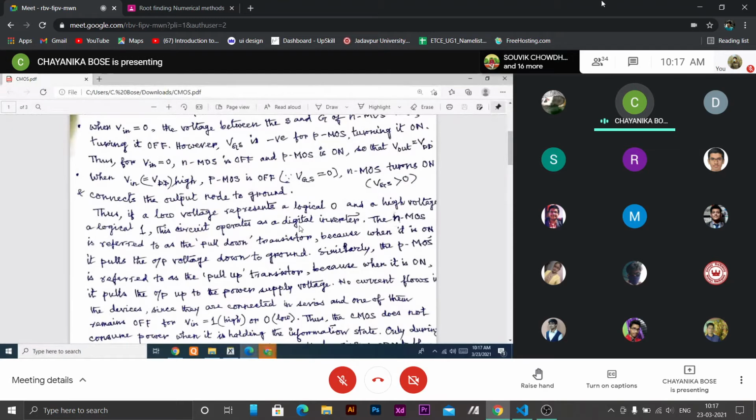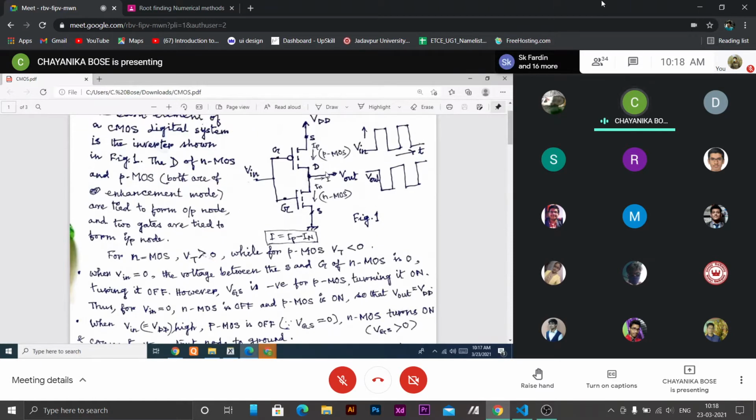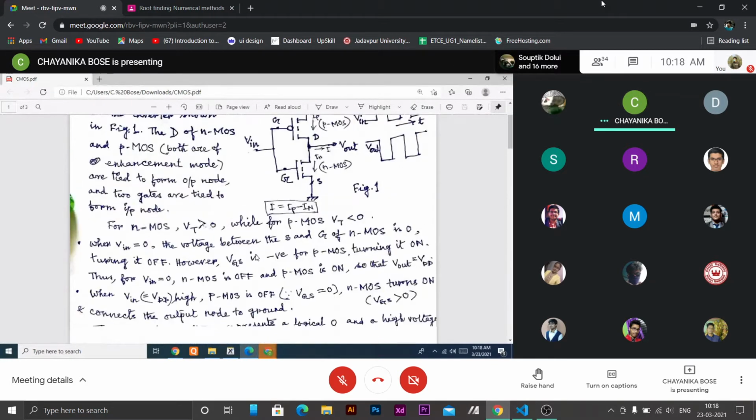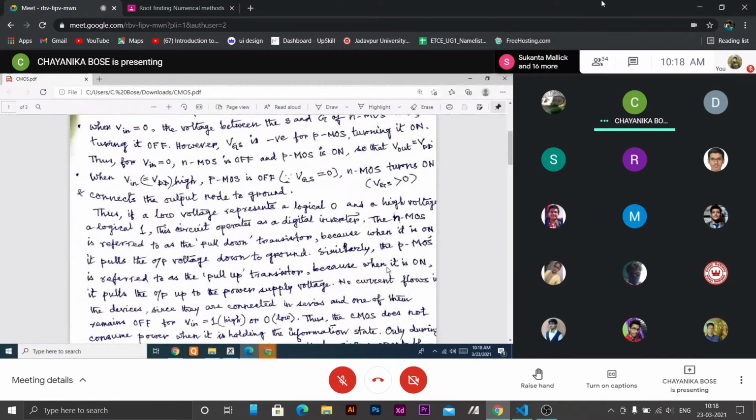The circuit operates as a digital inverter. The NMOS is referred to as the pull down transistor because when it is on, it pulls the output down to 0. Similarly, this PMOS is called pull up transistor because when it is on, it pulls the output up to the power supply voltage.